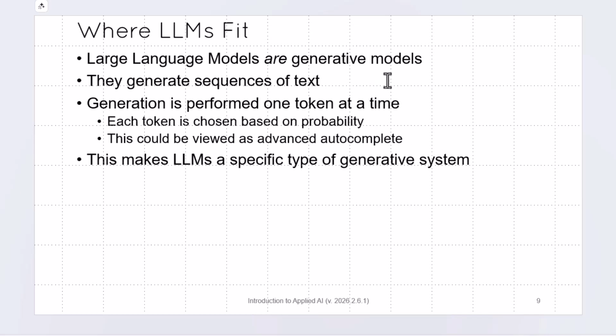So, where do LLMs fit into this? Large language models, or LLMs, are generative models. They generate sequences of text. Generation is performed one token at a time, and each token is chosen based on probability. This could be viewed even as advanced autocomplete. This makes LLMs a specific type of generative system.